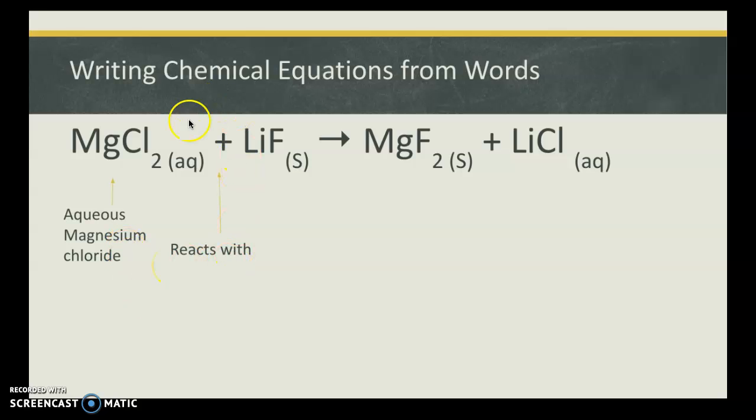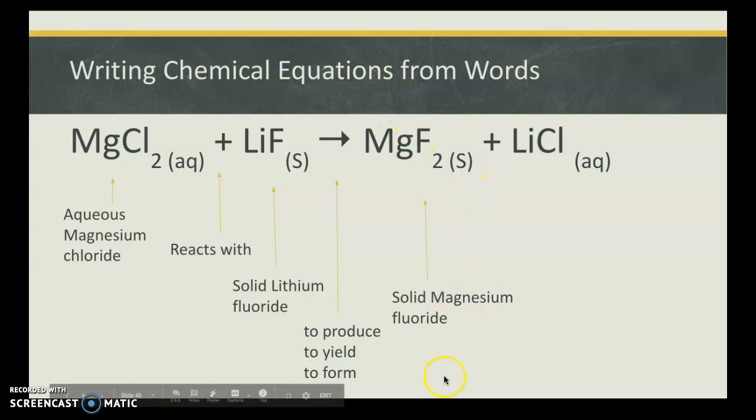And then the plus sign right there represents it reacts with. And what does it react with? Solid, because the S means solid, lithium fluoride. And then our arrow means to produce, to yield, to form. While this is solid, then magnesium fluoride, that's also an ionic compound. And we have an additional thing that it produces, an additional compound, which is aqueous lithium chloride.